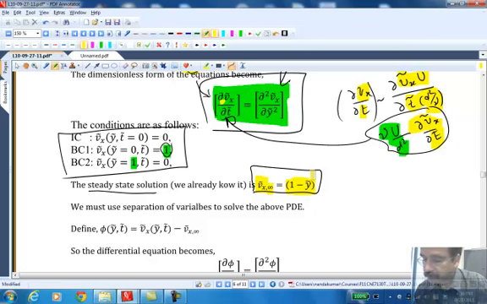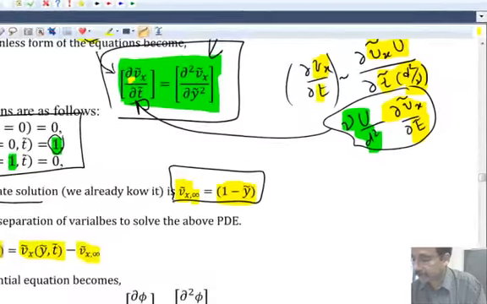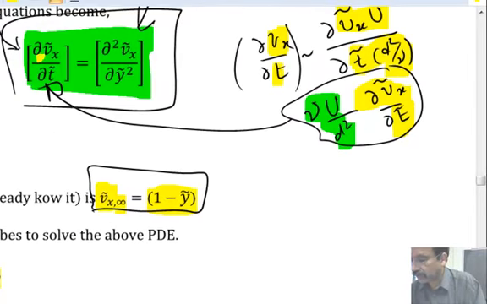So why don't we take the Vx at y tilde, t tilde? That is the solution we want. We want to solve for this Vx. Subtract out from that the steady state profile, so we get a new function phi, which contains only the transient part, the unsteady state part. So what should happen to phi as t goes to infinity? Should go to 0, right?